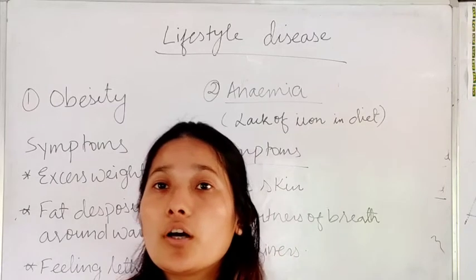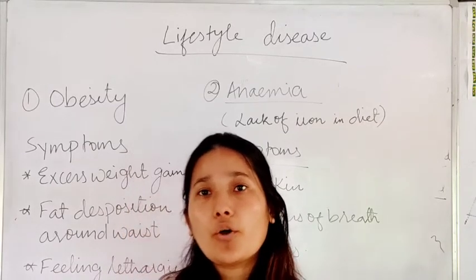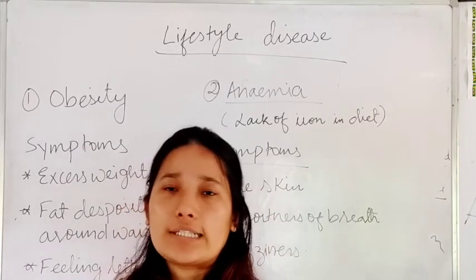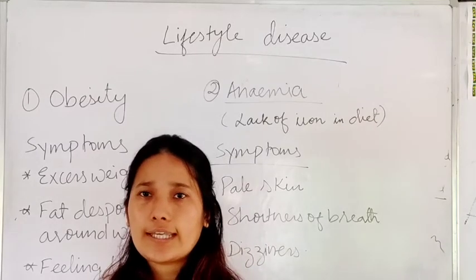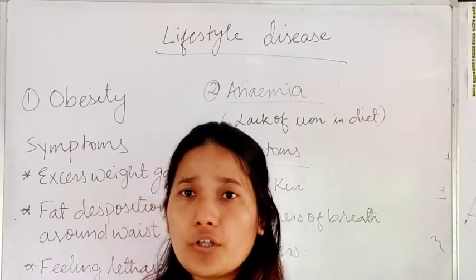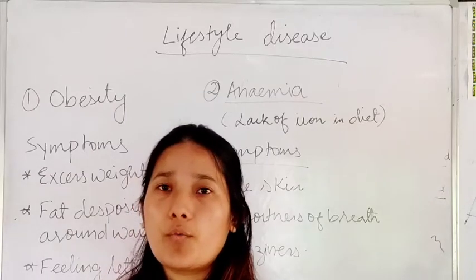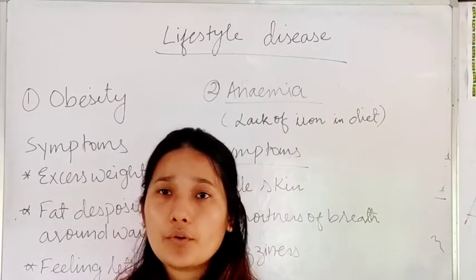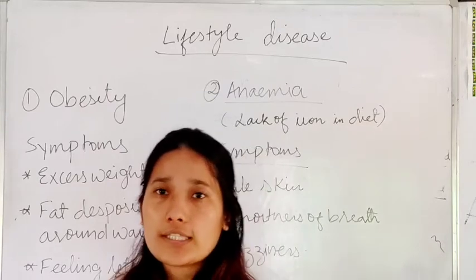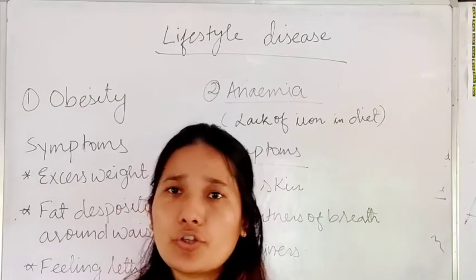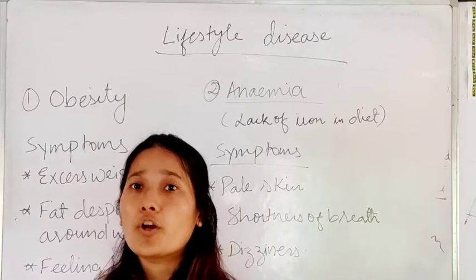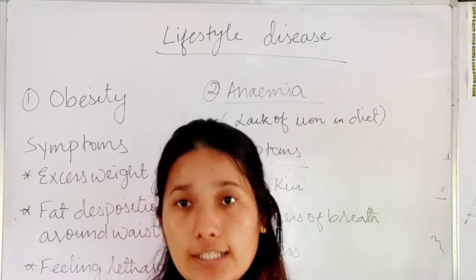How can you avoid these diseases? By not taking junk food, regularly exercising, not sitting in one place for a long period of time. By carrying out all these things, regular exercise and healthy food are very important if you want to correct lifestyle disease.